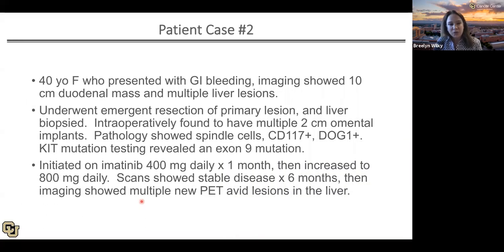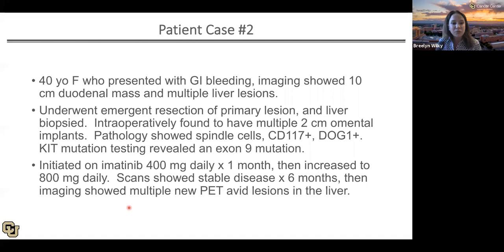We'll contrast this situation with a different patient, 40 years old, who presented with GI bleeding and had a big primary mass in the duodenum with multiple liver lesions. Because she was bleeding, she underwent surgery right away. Again, a biopsy confirmed the diagnosis of GIST, and her mutation testing showed exon 9. Oh, this is interesting given our conversation before we started this talk. We again started her on imatinib 400 milligrams daily for 1 month to try to get her used to treatment, and then gradually increased to 800 milligrams daily, which has been shown to be more effective for exon 9. Scans again showed stable disease for about 6 months.